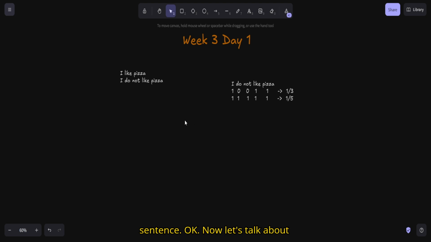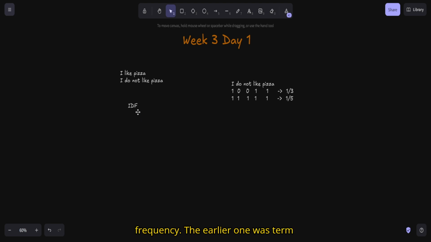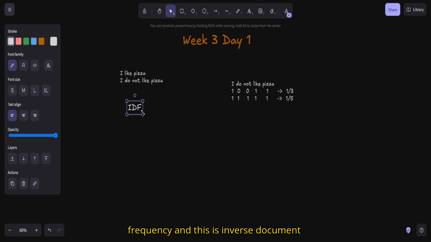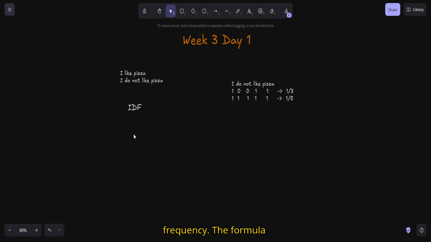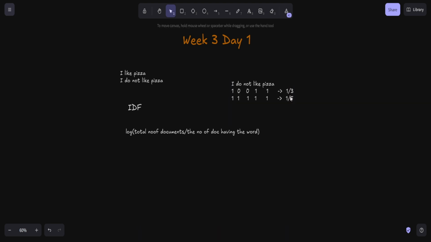Okay. Now let's talk about IDF or inverse document frequency. The earlier one was term frequency and this is inverse document frequency. The formula is something like log of total number of documents by the number of documents having the word. So let's say I do not like pizza, right?